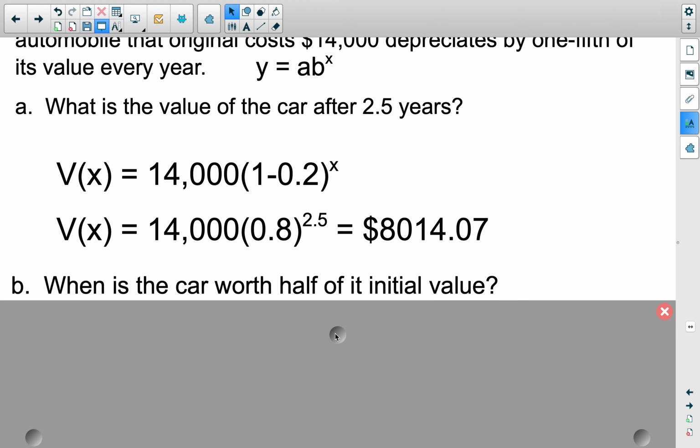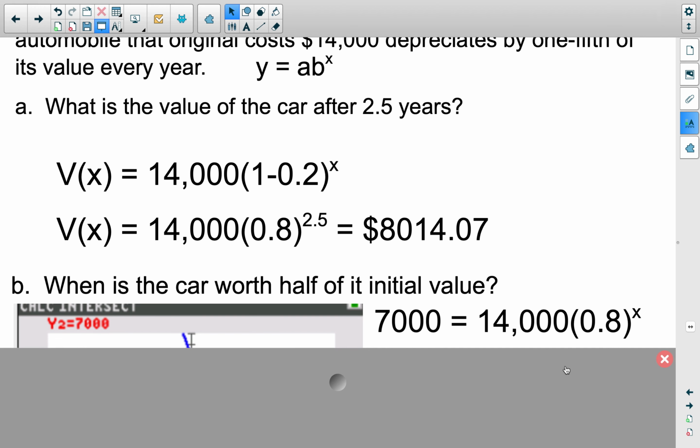Okay, second question, when is the car worth half of its initial value? Well, if it started at $14,000, half of that will be $7,000. So you could certainly approach this from an algebraic standpoint and say, well, 7,000 is when it's going to be half, equals 14,000 times 0.8 to the x.